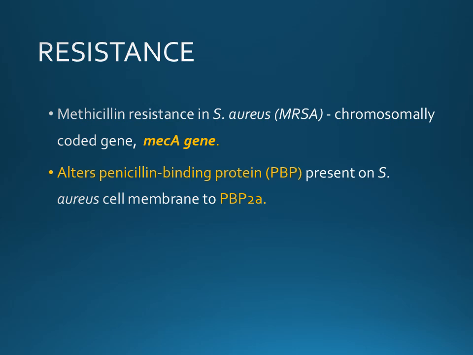aureus cell membrane. So usually this bacteria has the penicillin binding protein, and whenever you treat any patient with penicillin, that penicillin will bind to this protein and inhibit the synthesis of the cell wall of that bacteria. But now the bacteria is very smart. What it has done is changed its protein to a new protein, that is the penicillin binding protein 2A. Now these drugs which we are prescribing, like cephalosporins or the penicillin group drugs, will not bind to it.